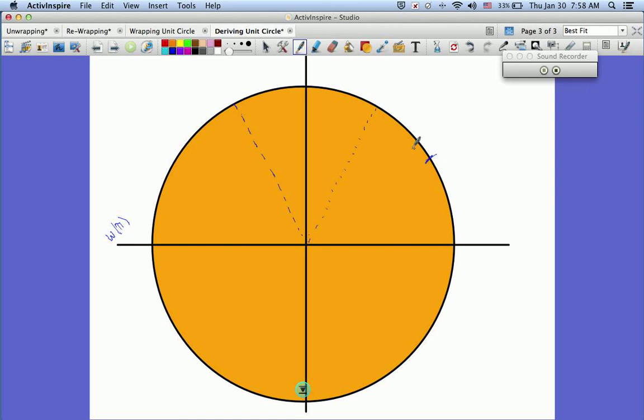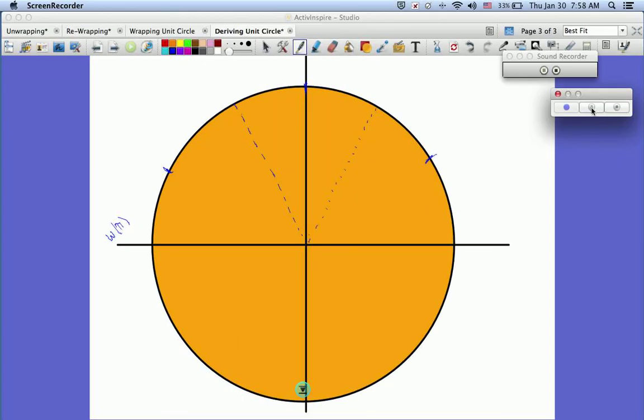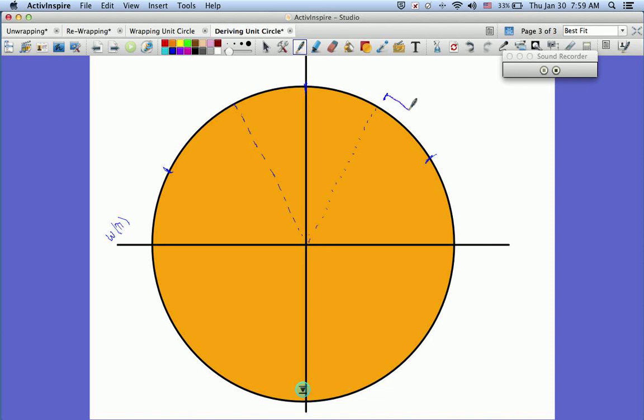So now this piece and this piece and this piece are the same. Okay, so now we've created 3 equal pieces here. So if this is pi, each piece is pi over 3. It's 1/3 of that. So this distance that we're talking about right here, the distance around this arc, is pi over 3. So that's what we refer to as a wrap of pi over 3.